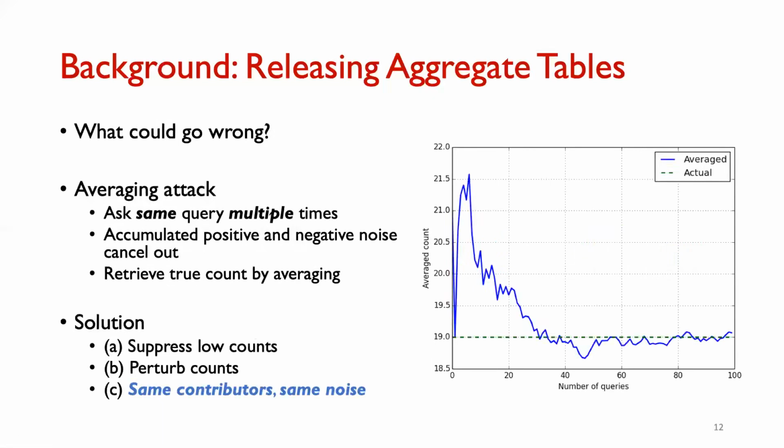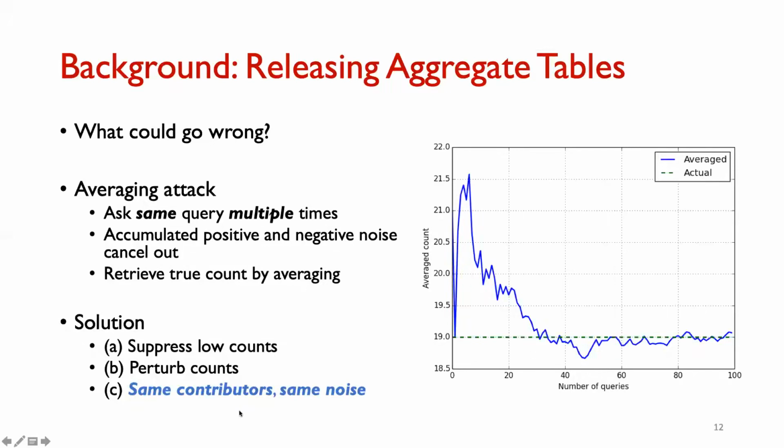Now, unfortunately, this is still not enough because the attacker could still launch something called an averaging attack. And this is simple. The attacker could ask the same query multiple times. And because of the nature of the noise, the positive and negative noise values cancel out, and the true count can be retrieved by simply averaging, as the graph here shows.